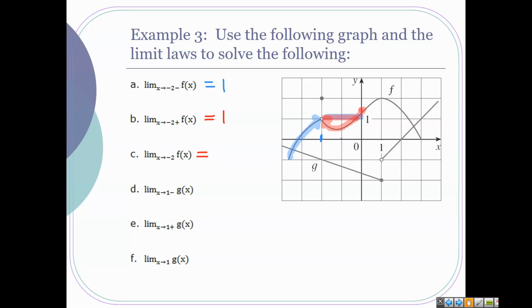Now, it's important to note that f of -2 is not equal to 1. f of -2 is equal to 2 because it's where the closed circle is, not the open. So it's important to note that a limit does not have to equal the function.